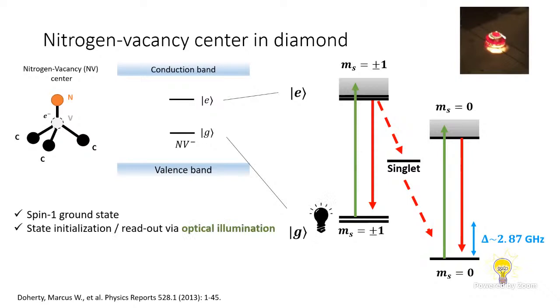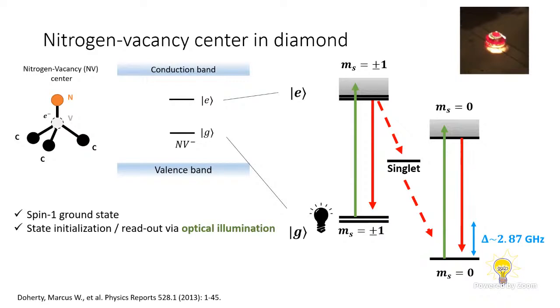And at the same time, since this decay via the singlet channel does not emit a red photon and also has a much longer lifetime compared with the other two direct decay channels, upon shining lasers, the zero state will give you, in principle, more fluorescence than the MS equals plus one or minus one state. In this case, you can use this to probe or detect the spin state due to the different fluorescence levels.